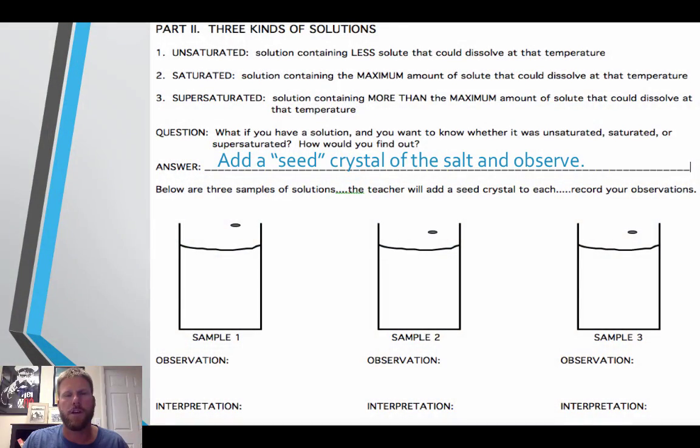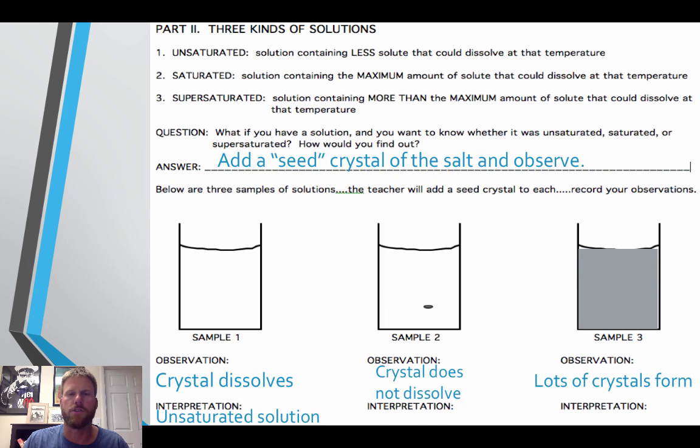So just a summary that you can put in your notes: if you add a seed crystal to the 3 different types of solutions, if it is an unsaturated solution, the seed crystal will dissolve. If the seed crystal does not dissolve, it is a saturated solution. And if upon adding the seed crystal, you get the formation of lots of crystals, that is a supersaturated solution.